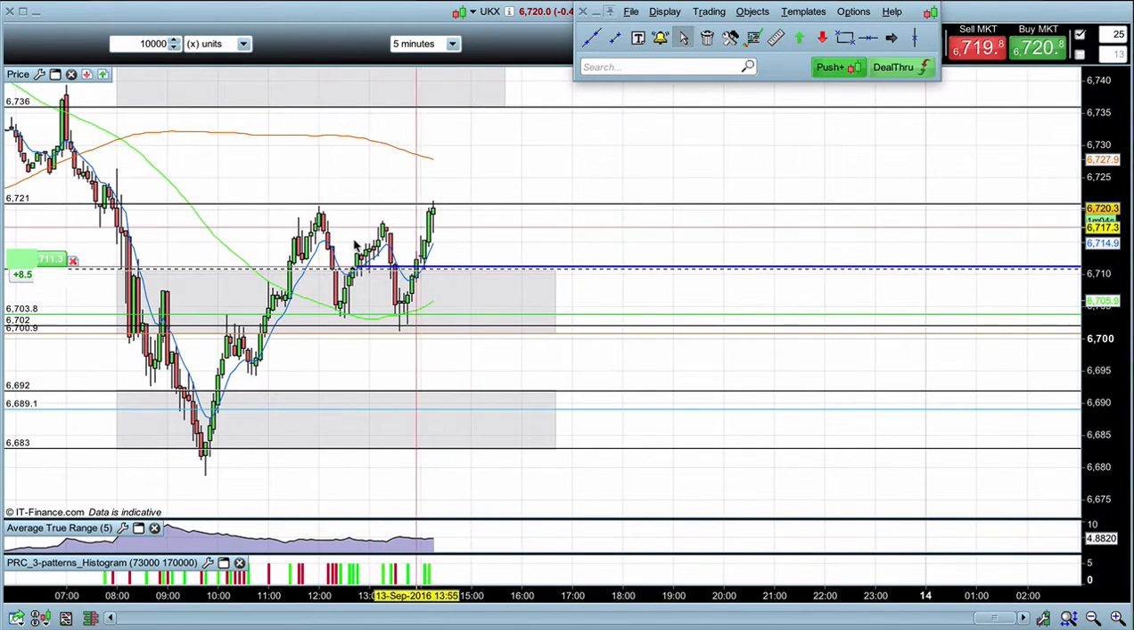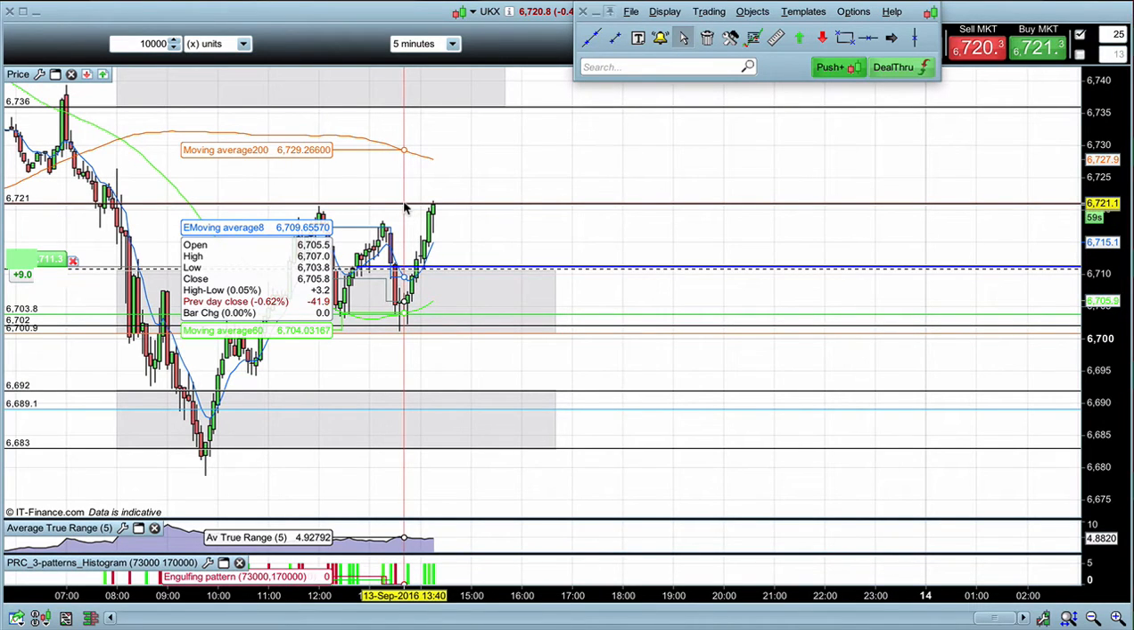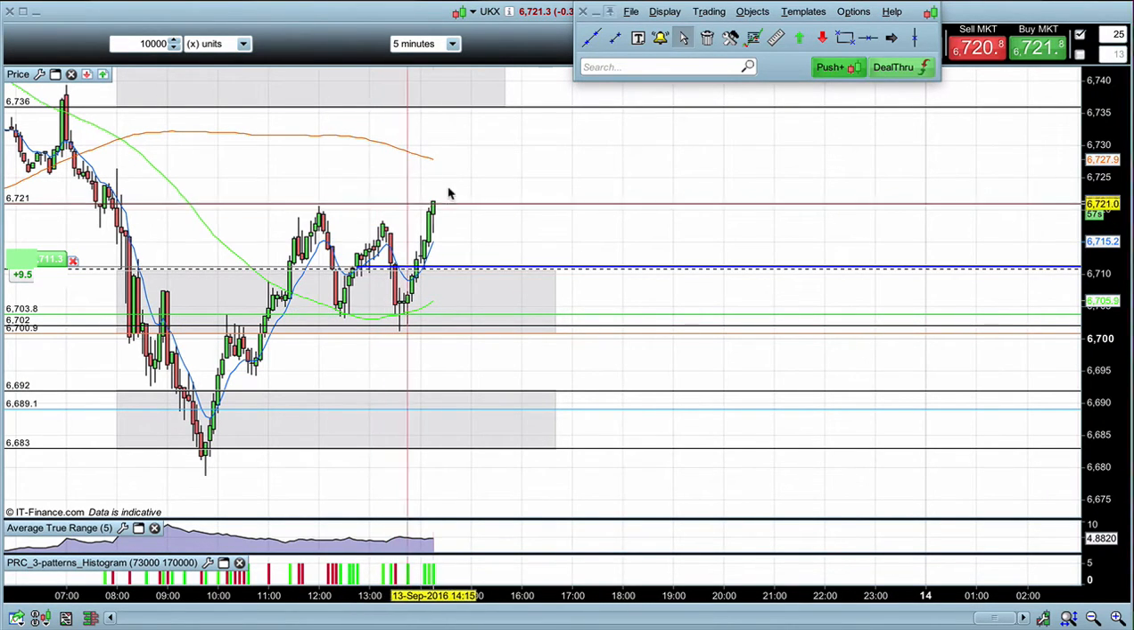For me, that did not invalidate my trade. I was expecting 6,721 to be tested at a minimum. The reason I'm still in the trade with a partial position running is I am still expecting the market to come up even higher. The reason for that is the market has not tested this zone up here today, which is where I expected the very strong sell to come from in the morning.